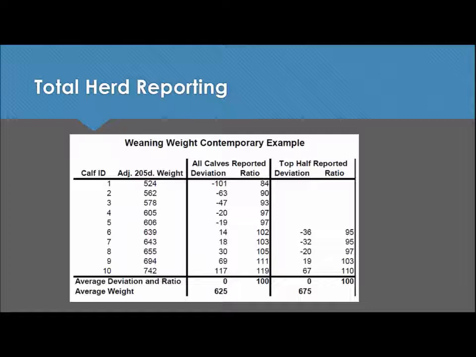But now 3 of our calves are below average and only 2 of them are above average because we only reported part of the data. So anytime within these national cattle evaluation systems, we can get data on the entire herd. It's helpful for the evaluation, but it's also helpful for the producer who's going to get more accurate information.